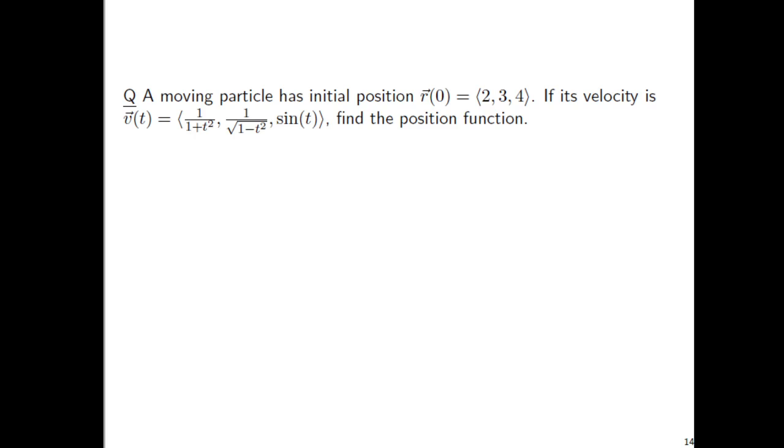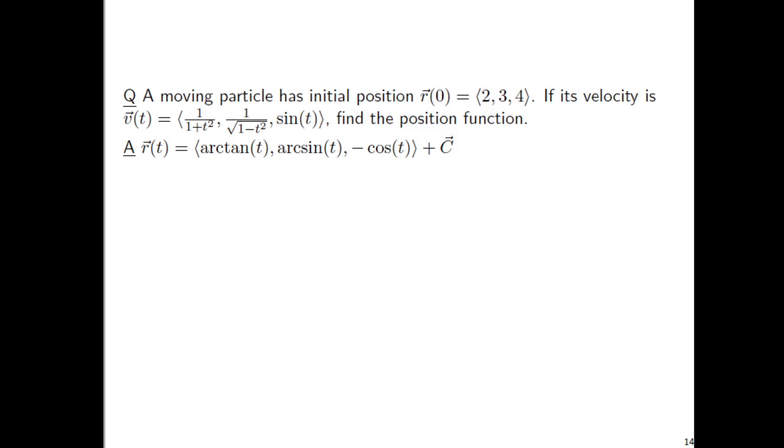Okay, a moving particle has initial position ⟨2, 3, 4⟩. If its velocity is given by 1 over 1 plus t squared, and then 1 over root 1 minus t squared, and sine of t as the three components, let's find the position function. So here we are doing the same thing that we just did, but just one fewer stage, right? Because the previous one, we started with acceleration and had to go all the way back to position. So that was two sets of anti-differentiations. Here we're only going to do this once.